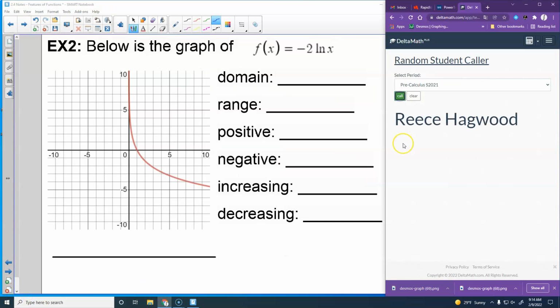What's the masculine column? Reese. Almost.